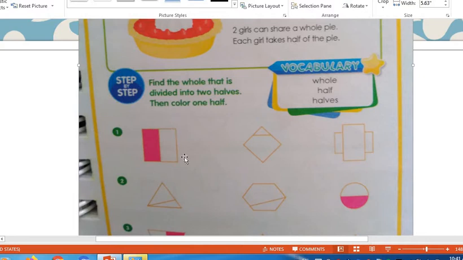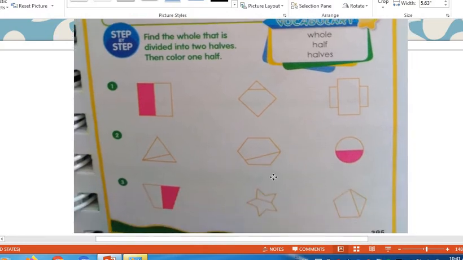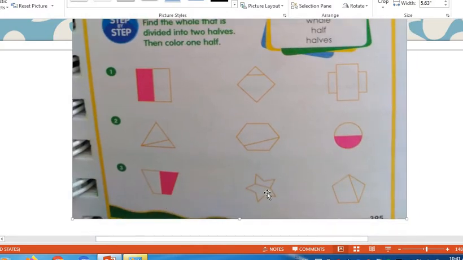This one is divided into 2. This isn't divided into 2. If I want to divide it into 2, I go from this point to this point to divide it into 2 parts. This is not, this is not, this is not, this is yes. They are divided into 2 parts, right? This is right. This is not, because this part isn't equal to this part, and this also is not divided into 2 halves.